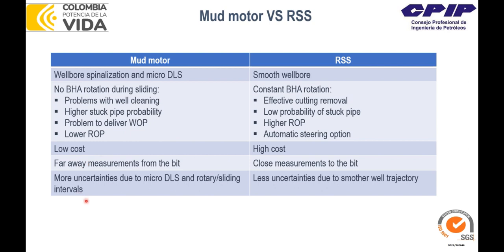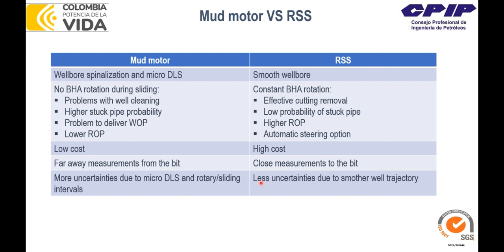So the last one, as we discussed already a few times, gives us more uncertainties with drilling the well because of the micro dogleg severity during rotary and sliding intervals, and makes the shape of the well with more tortuosity and more complex. Of course, with the smoother trajectory, even with a rotary steerable system, we have less uncertainties.